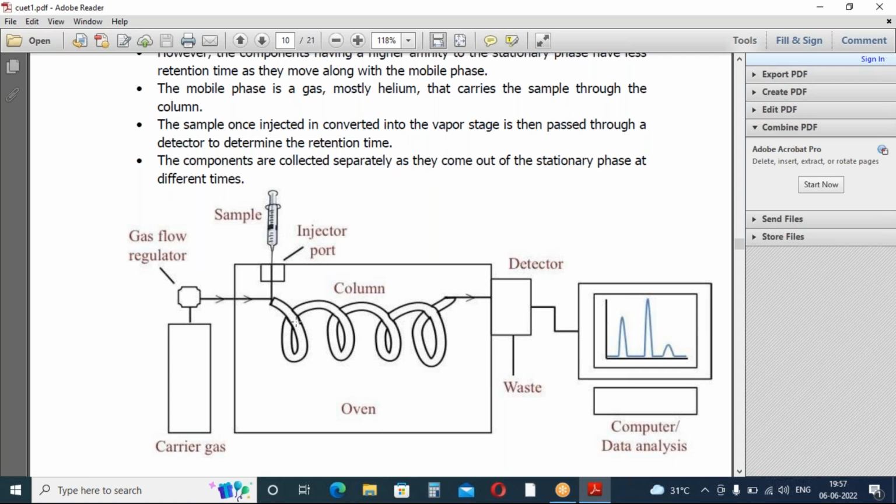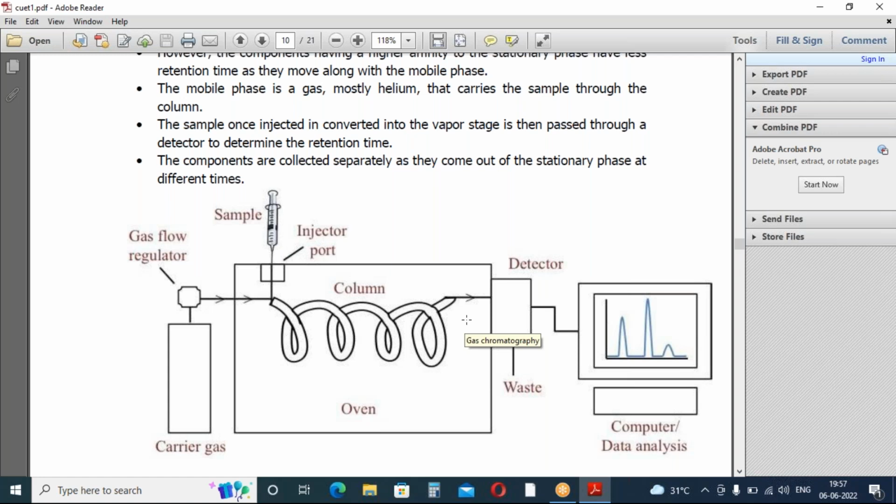Here the mobile phase is passed through the gas flow regulator, and here the sample is injected through the injector port and passed into the column, which is already packed with the stationary phase. The mobile phase, that means the carrier gas, forces the sample along, and that causes the separation. The detectors are mainly used for detecting the retention time of the particles present in the mixture. Understood by all of you?